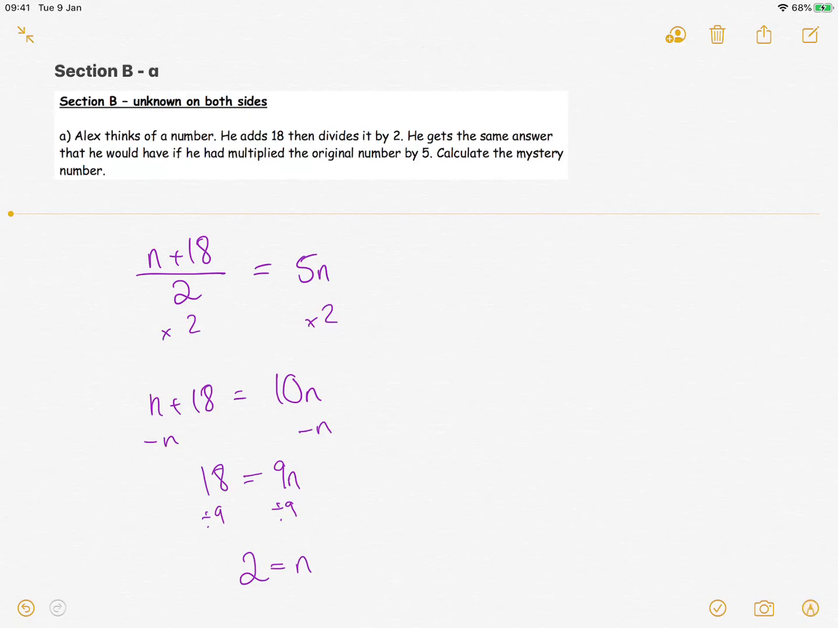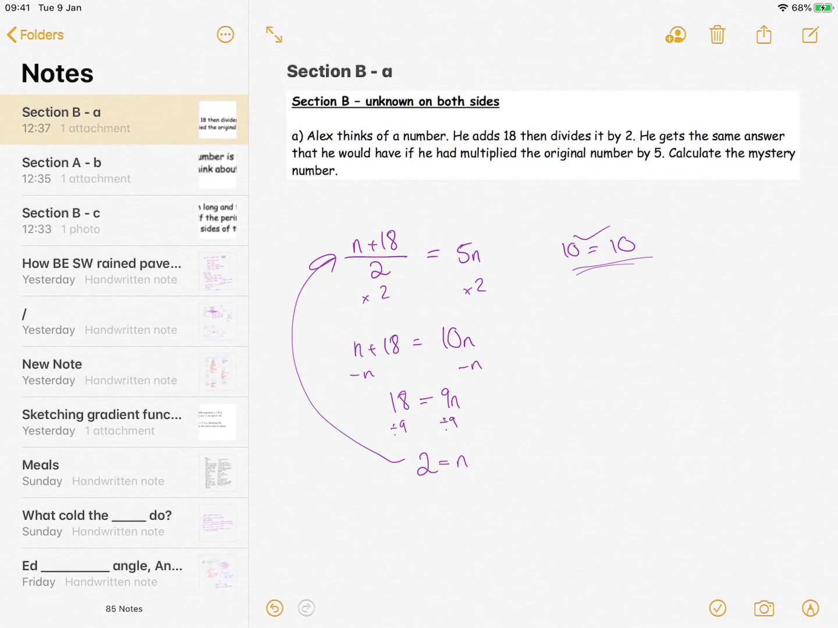Then we can double check that. Let's sub it back in. So if I put 2 into there, then 2 plus 18 is 20, divided by 2 is 10. 5 times 2 is 10. So yeah, that's the same number. That's what we were looking for.